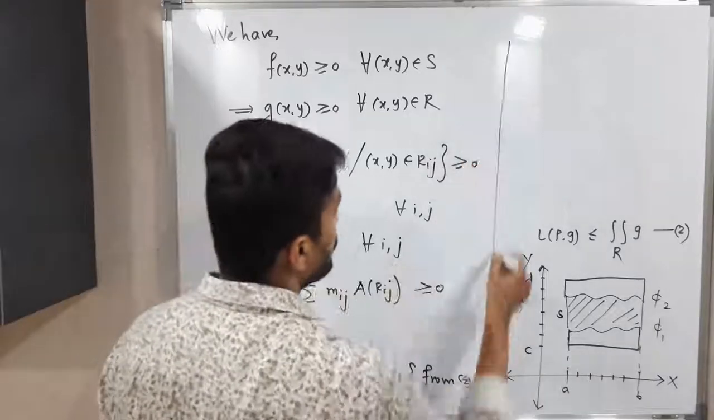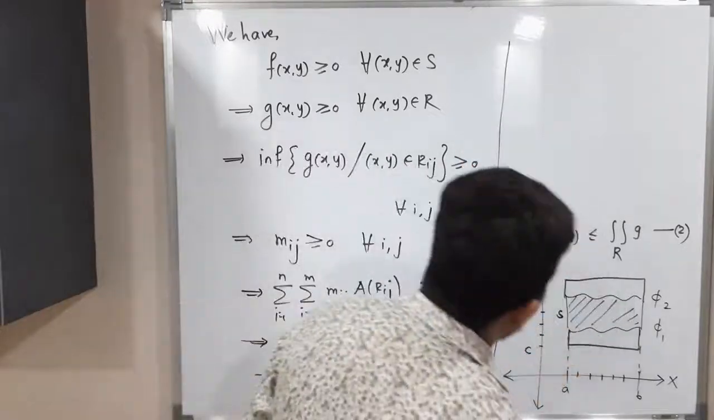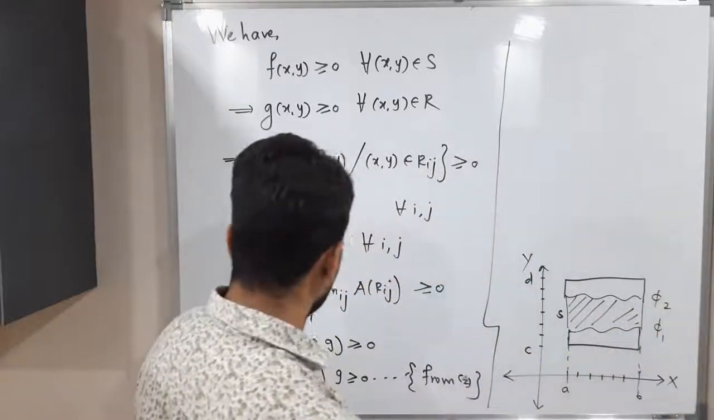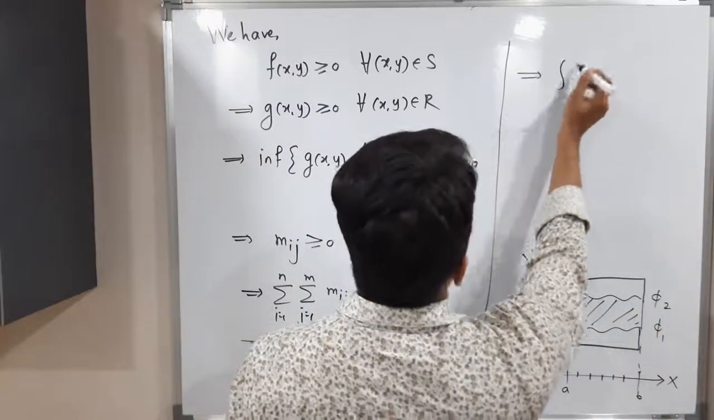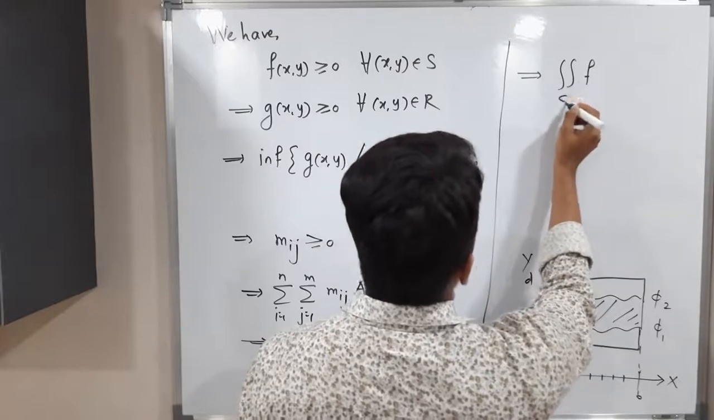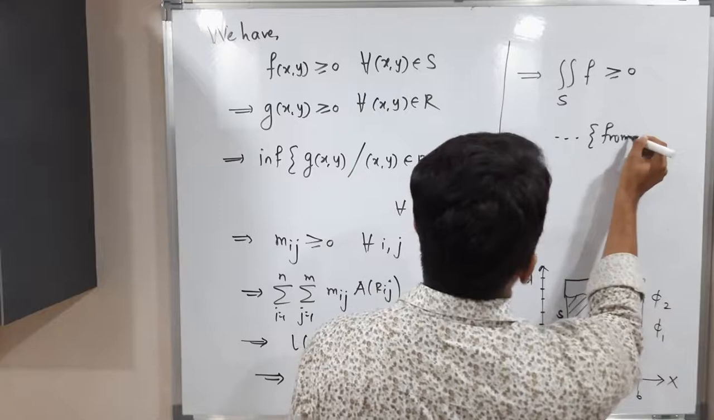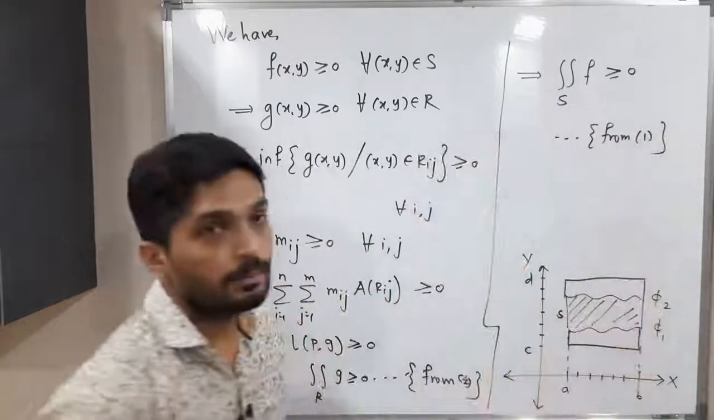So therefore, using 1, let me remove this one, it is not required now, we have used it already. Therefore we can say the integral of f over S is also greater than or equal to 0, from 1. In this way we proved the result.